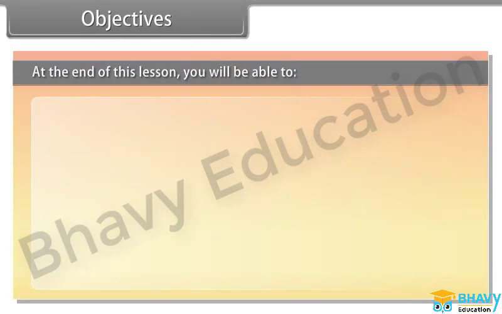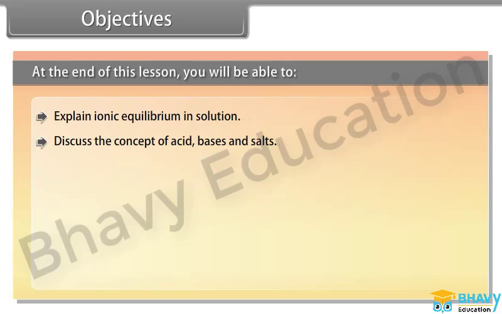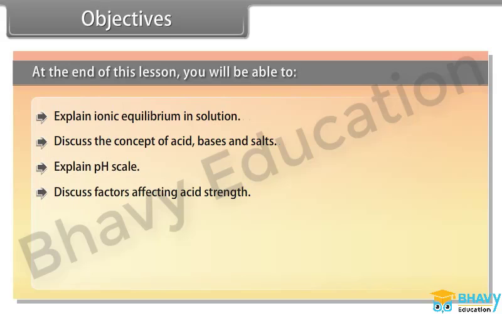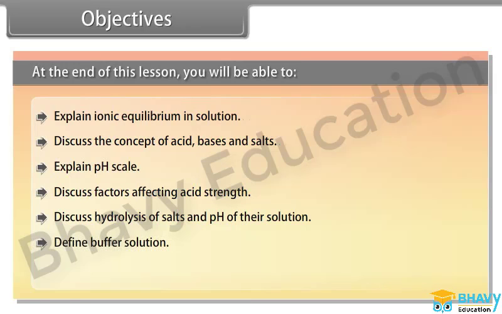Objectives. At the end of this lesson, you will be able to explain ionic equilibrium in solution, discuss the concept of acid, bases and salts, explain pH scale, discuss factors affecting acid strength, discuss hydrolysis of salts and pH of their solution, define buffer solution, define solubility product constant.